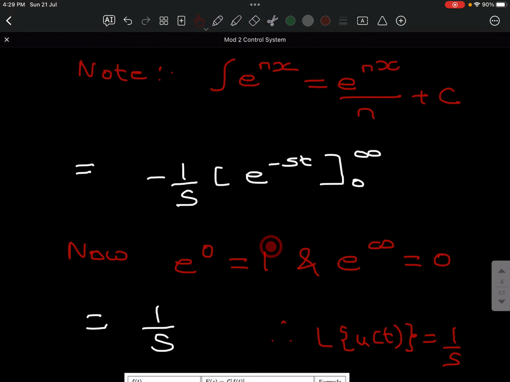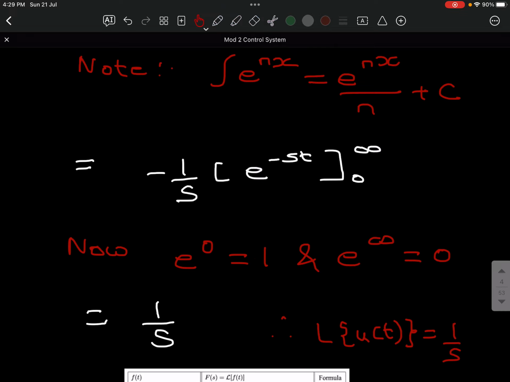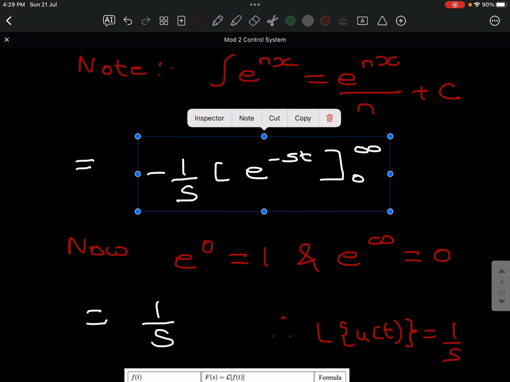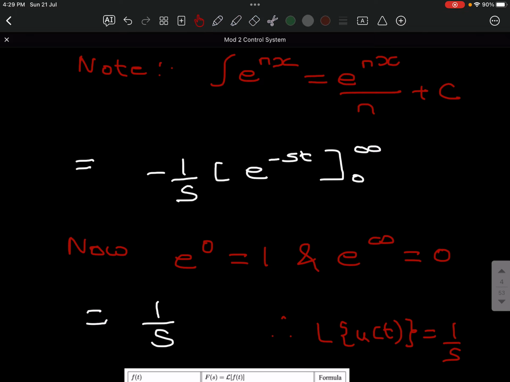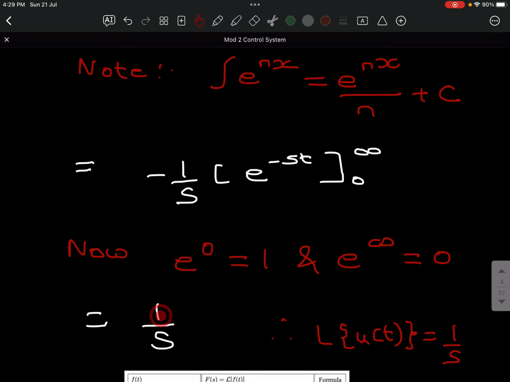How did it come? This 1, where does it come from? If you put it here, this will become minus 1. Minus and minus will become what? It will become plus. So it will be 1 upon s over here. So Laplace transform of unit step function is equal to 1 upon s.